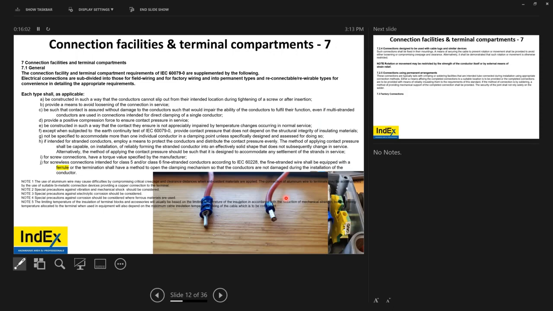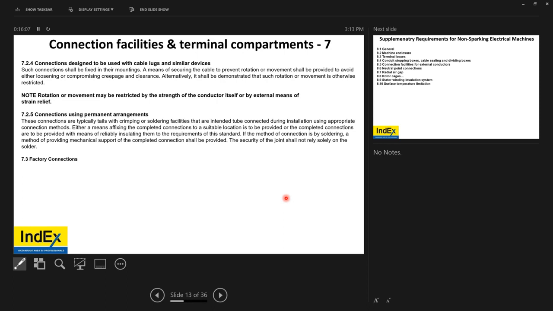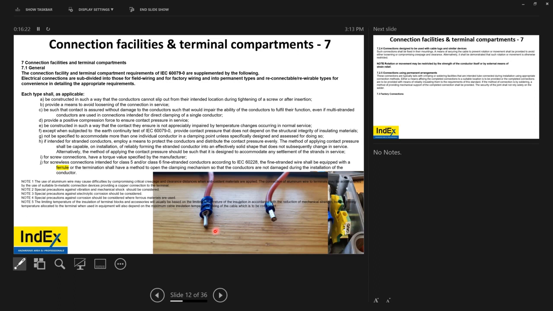Now, what other ones was there? Well, there was connections designed to be used with cable lugs. Such connections shall be secured in their mountings. Once again, the important thing is avoid loosening and compromising creepage and clearance distances. This one on the left here, I say that compromises creepage and clearance distances. Because if you saw this terminal here, they do not enter well into terminals and the wires stick out the end. Well, this one, the entire sleeve up to the collar is in the terminal.